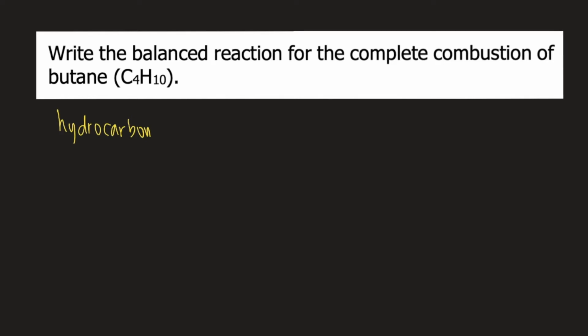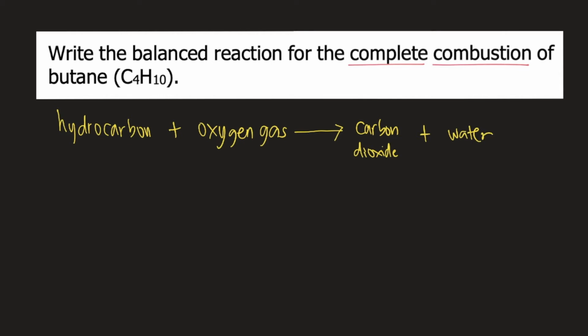The problem says that the hydrocarbon undergoes combustion. So what do we mean by combustion? Combustion is a reaction with oxygen gas. So the other reactant is oxygen gas. And the problem says that the combustion is complete. When you say complete combustion of a hydrocarbon, there are only two products, carbon dioxide and water. So any hydrocarbon that undergoes complete combustion forms carbon dioxide and water.